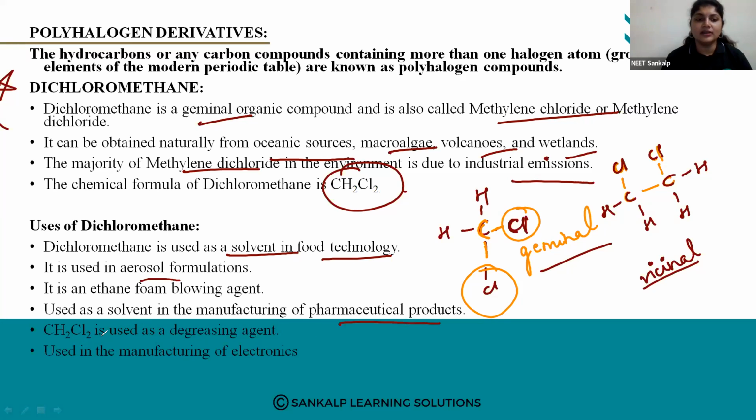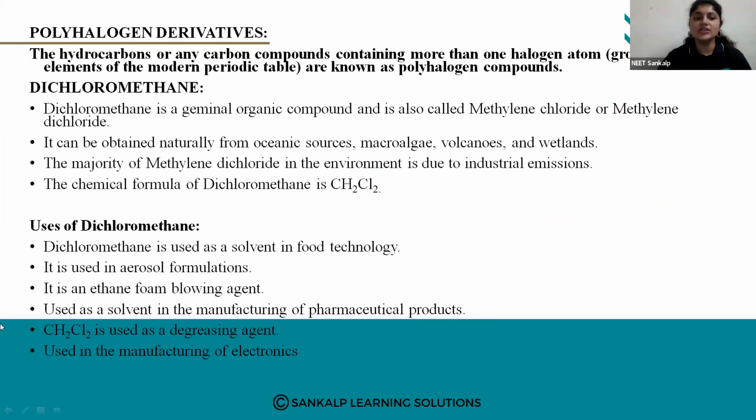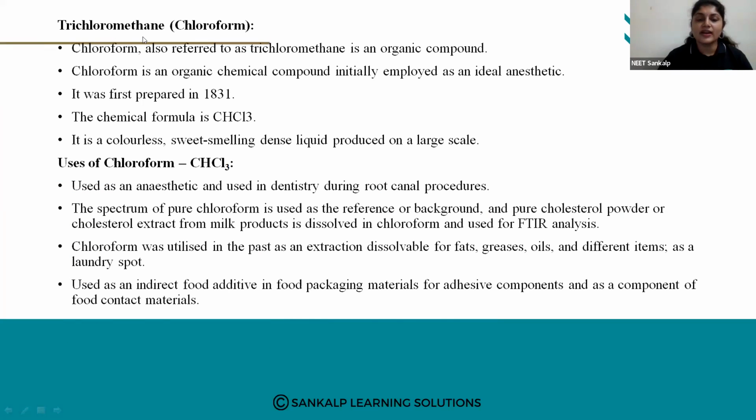Dichloromethane is also used as a degreasing agent, and it is used in the manufacturing of electronics. So these are some of the important uses of dichloromethane. Okay, then next is trichloromethane.